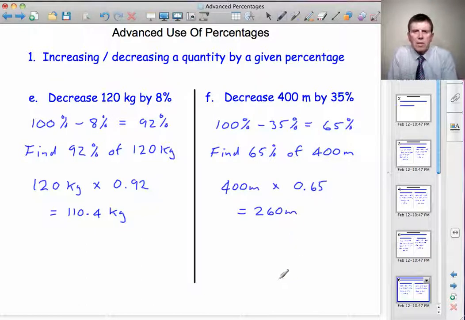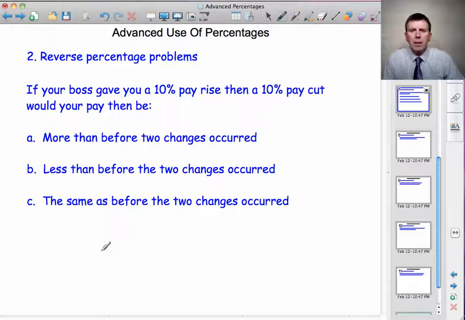And that concludes the examples on increasing and decreasing a quantity by a given percentage. We'll now move on to look at questions called reverse percentage problems. In these questions, the quantity that you're given is not the original 100%, and the task is to go back and find the quantity that is the original 100%.